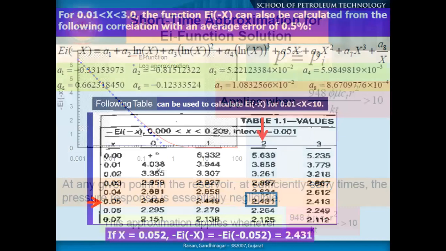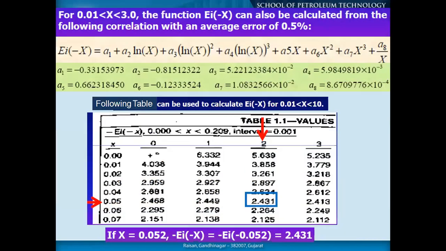In the intermediate case, when the x value lies between 0.01 and 3, or maybe 10, at that time we really have to use the Ei function expansion. So this is the Ei function expansion. You can see it's a big expansion that is still continuing. So we have tabulated values for the Ei function, with x values such as 0.029.